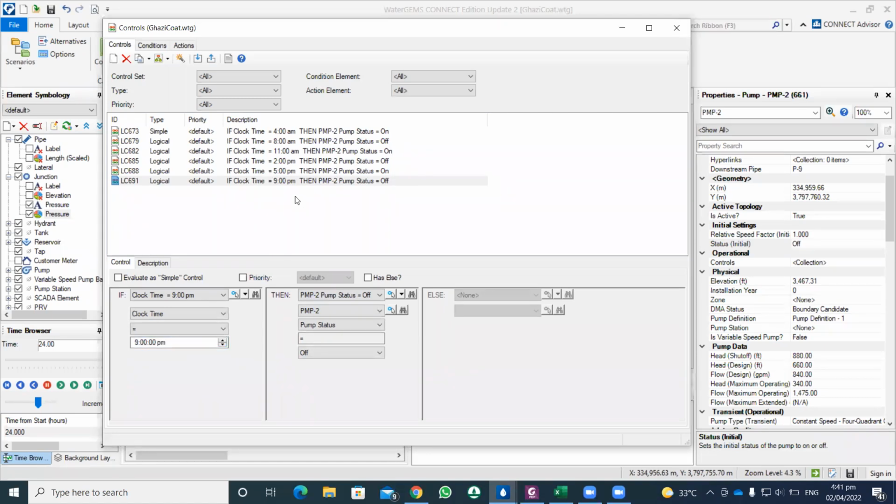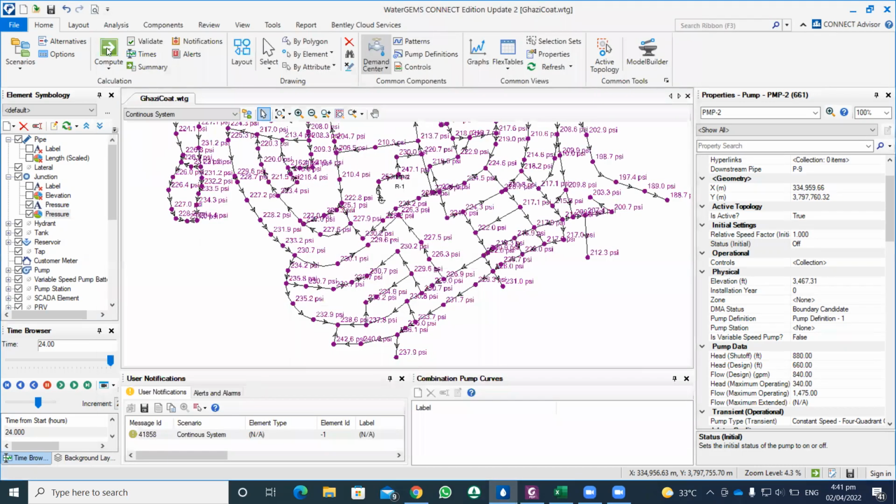So this type of criteria is basically most used for intermittent systems, and mostly in Pakistan intermittent systems are designed. So now I will run the model.